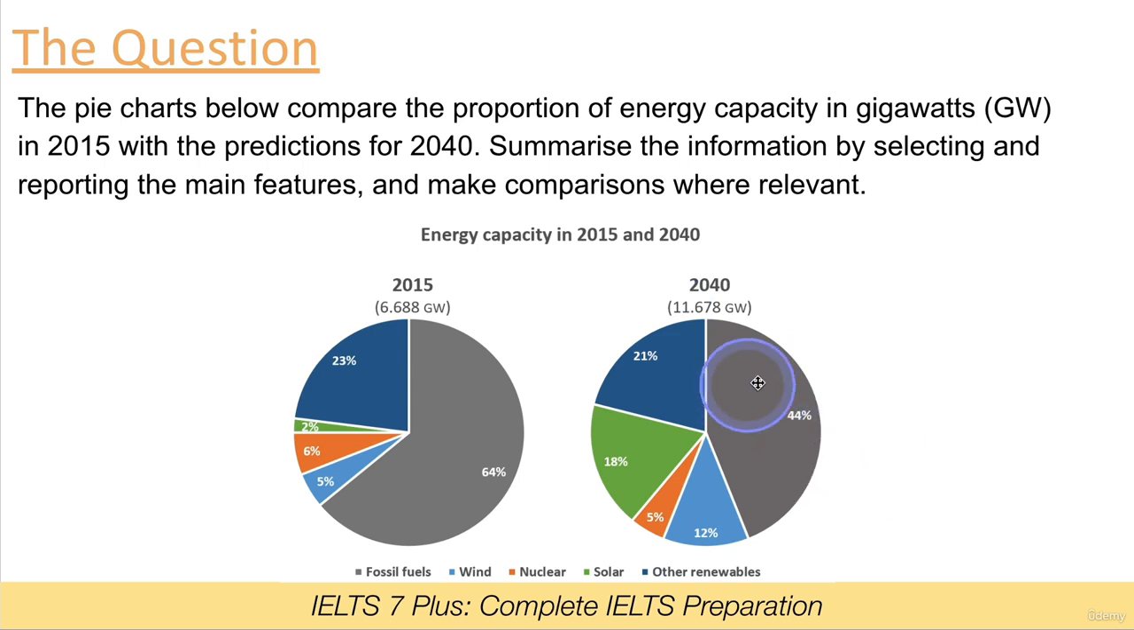Okay, so 2040, yes, we've got fossil fuels will decrease. Solar will rise. Other renewables will slightly drop. Nuclear will slightly drop. And wind will more than double. Right, okay, and then actually, also we've got the total energy capacity here.